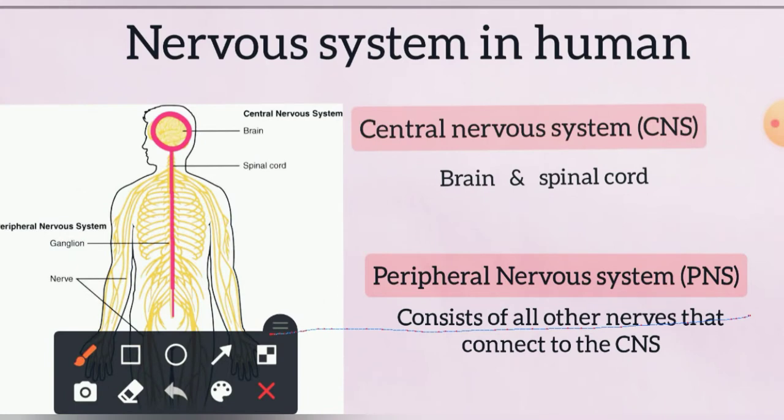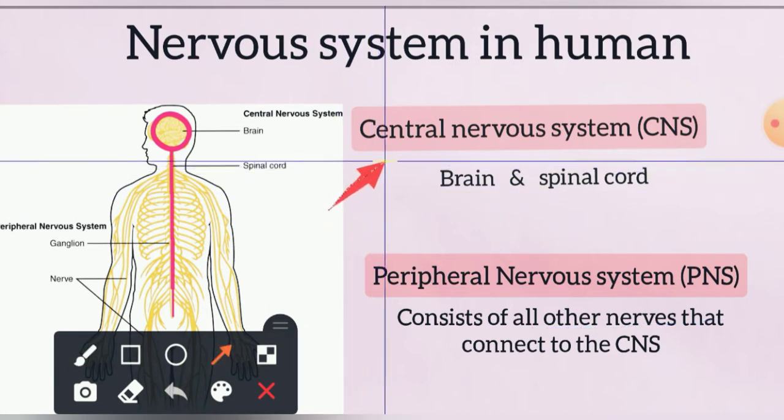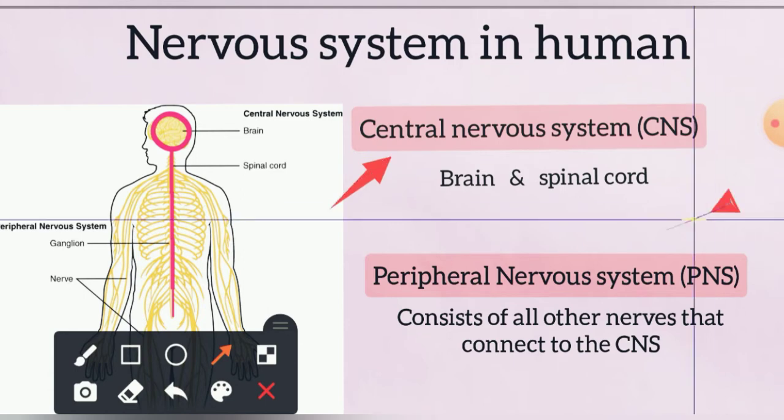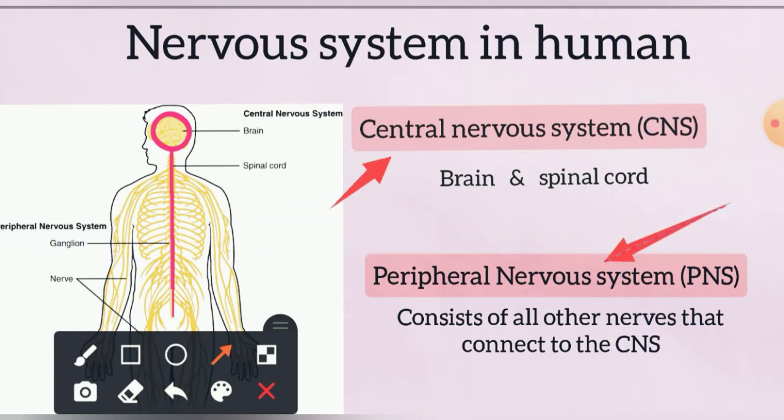Nervous system in human. Nervous system means the system of nerves. You know nerves? Nerves are the thread-like structures which run all over the body, including in the brain, and those nerves are called the nervous system. And the nervous system in the human body is divided into two. One is the central nervous system, and two is the peripheral nervous system.